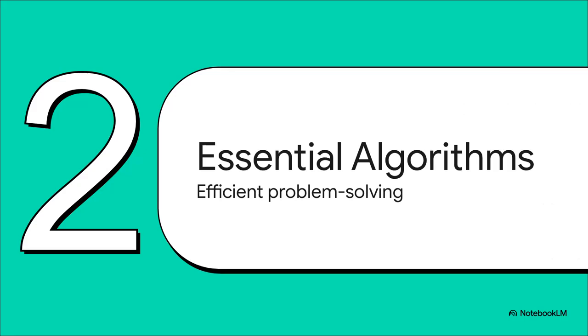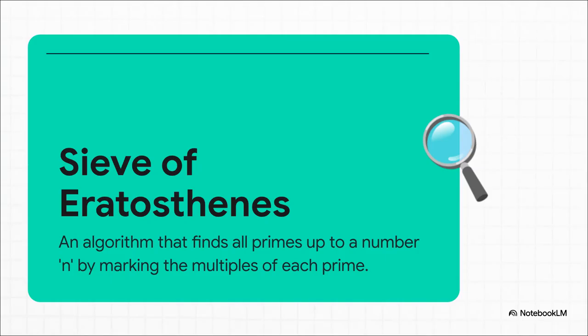Okay, so now let's take all that and see how we can actually use it in some really essential algorithms. These are the powerful tools that let us solve problems efficiently, not just on exams, but in things like computer science too. First up, we have the sieve of Eratosthenes. It's just a brilliant and super efficient way to find all the prime numbers up to a certain point.